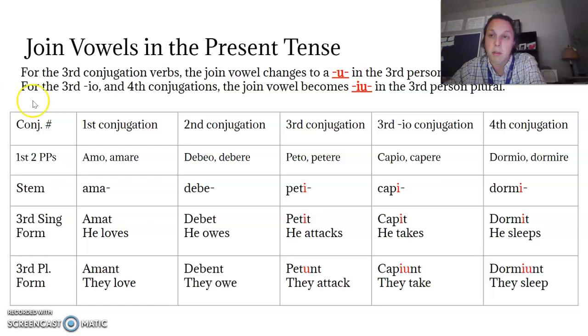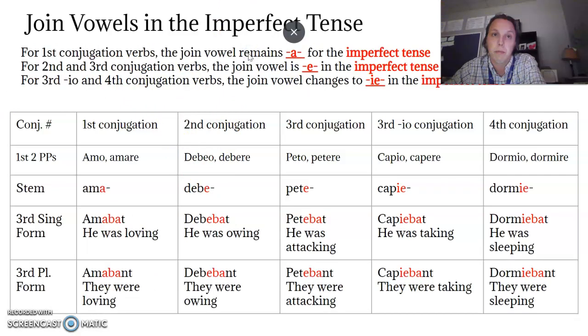So that's the present tense. Let's talk about the imperfect tense real quick. So in the imperfect tense, once again, we really don't have to worry about the first, second, or third conjugation. We just look at the second principal part, remove the RE, slap our imperfect endings on, and we're good to go. Ama, debe, pete is the stem. We're going to add the ending bat on to make it he was blanking. So amabat, he was loving. Debebat, he was owing. Petebat, he was attacking.